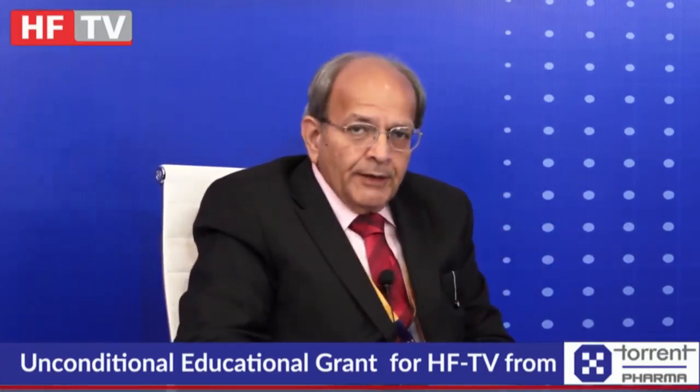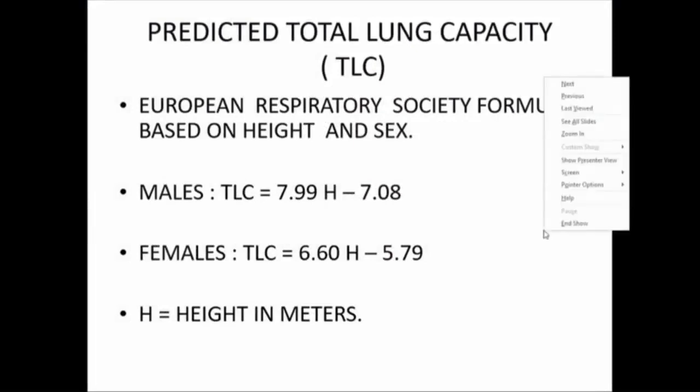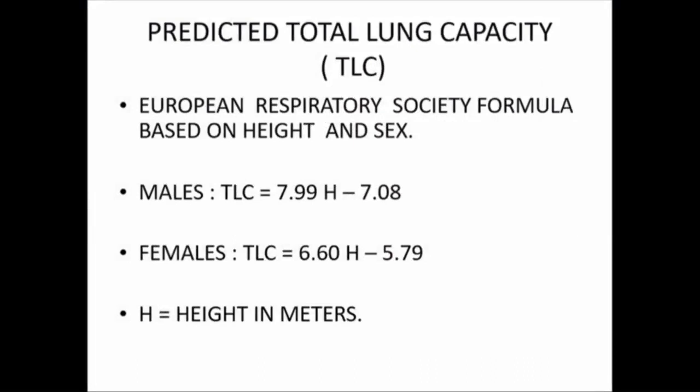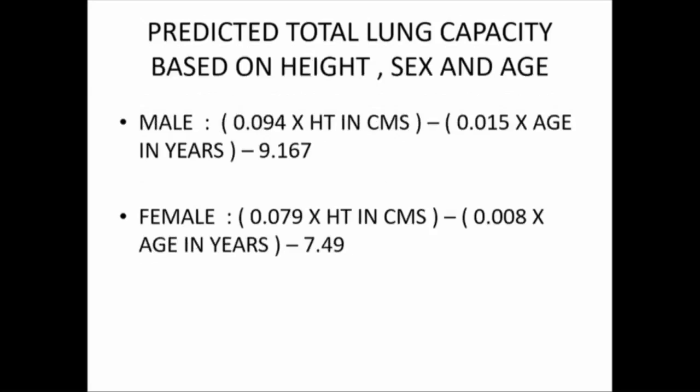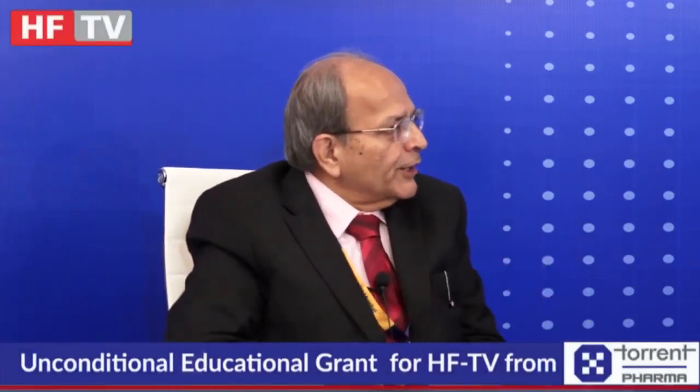Yeah. So with this formula, which is based on the sex and height of the patient, you can calculate the total lung capacity. And there is another formula from Cleveland Clinic, which is based also on the age of the patient, and sex of the patient. Up to 2 to 4 liters of disparity you can try to compensate.